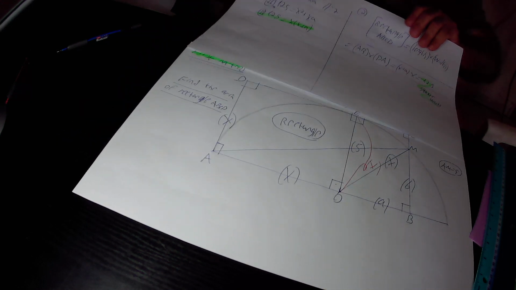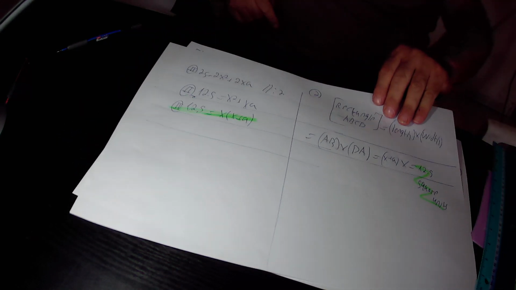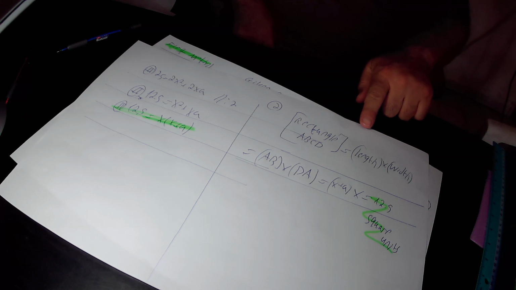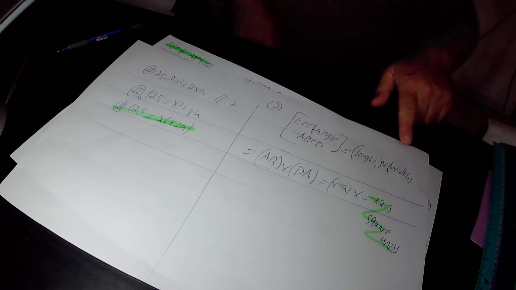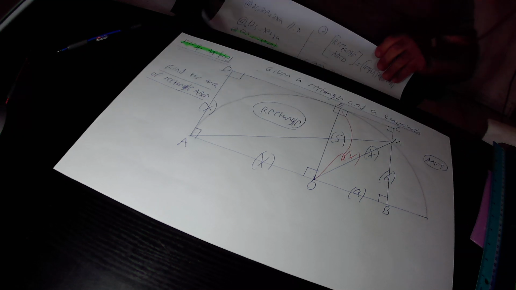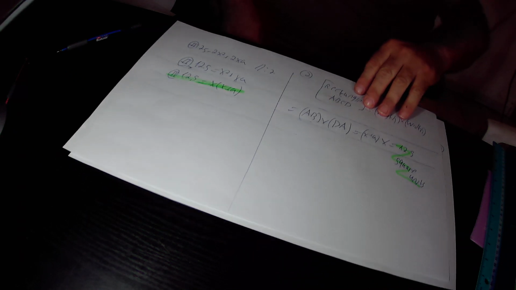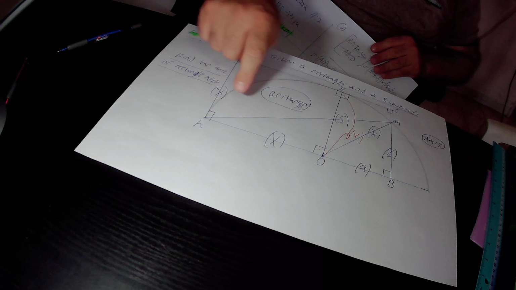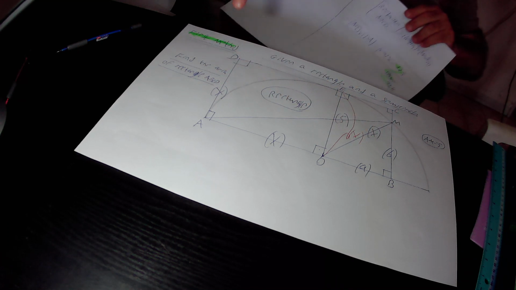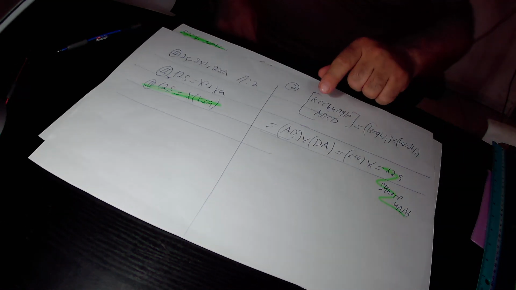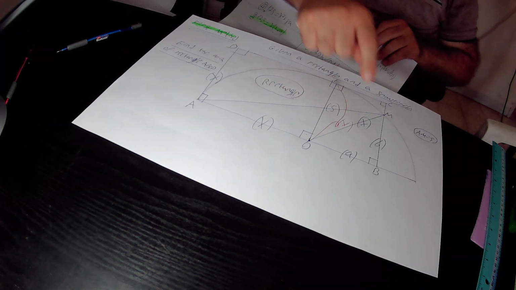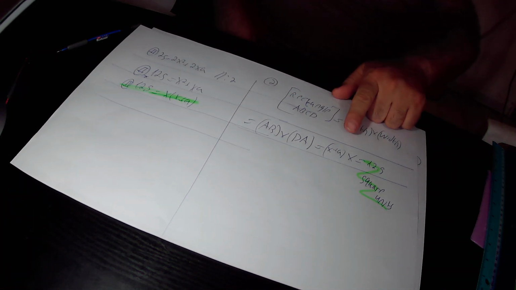Our mission is to find the area of this rectangle ABCD. The area of any rectangle equals the length of the rectangle times the width. The length of this rectangle ABCD is AB, and the width is DA. So in total, the area of rectangle ABCD must be equal to AB times DA. AB in total is x plus a, and DA is x.